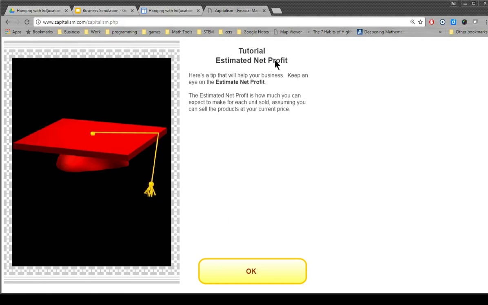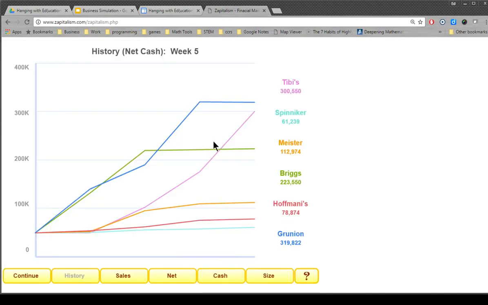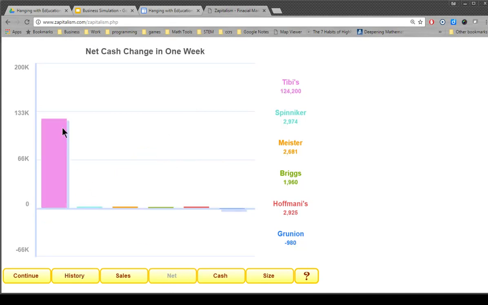Estimated net profit. Keep an eye on your estimated net profit, it is how much you can expect to make for each unit sold. Now, I already talked about that in discussing how I would interpret that chart. But if students were doing this game alone, there are guides each week to introduce them to the idea of, okay, what's net profit used for? Here's my net profit. I blew everyone away in terms of net cash in 1 week.